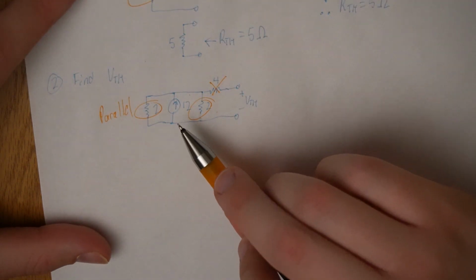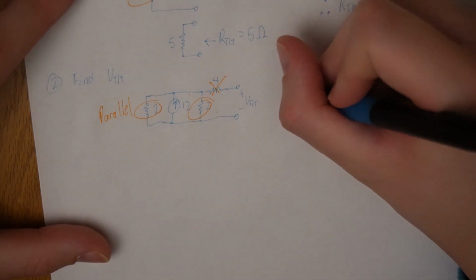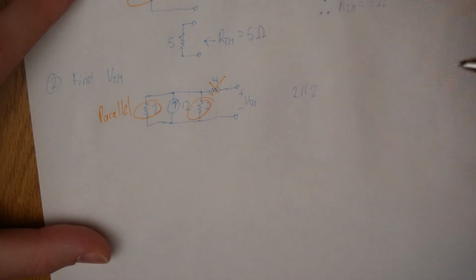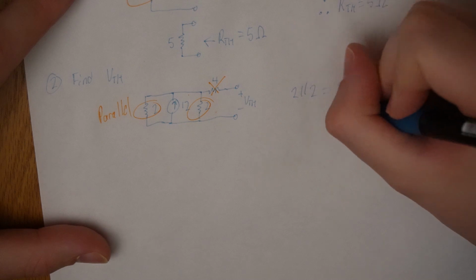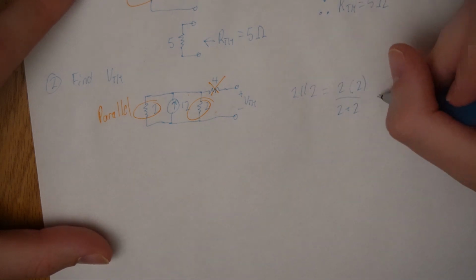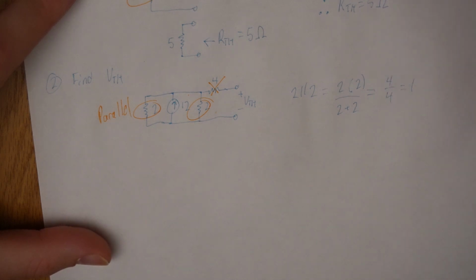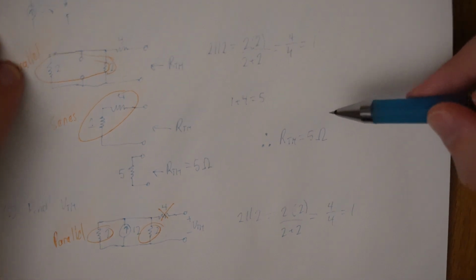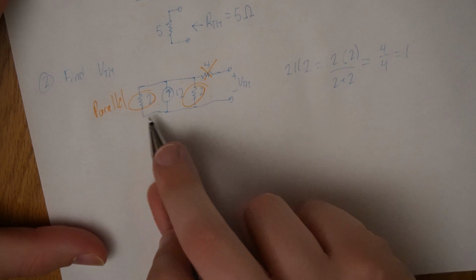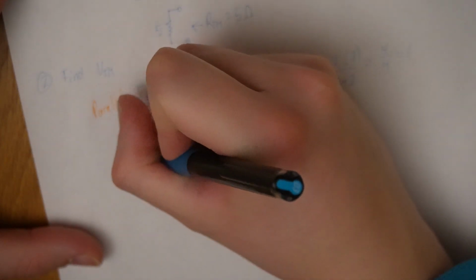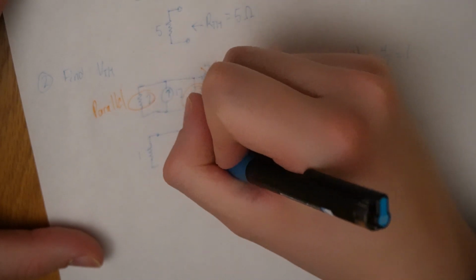Just leave the current source in the middle. It doesn't matter. Once again, for the parallel resistors, 2 parallel to 2 is equal to 2 times 2 over 2 plus 2, using the shortcut equation, equals 4 over 4 equals 1. Or you could just use the logic above, because we already solved it up here. So, these two 2 ohm resistors combine into a single 1 ohm resistor. I still have my current source.